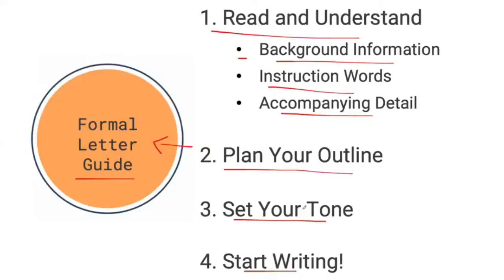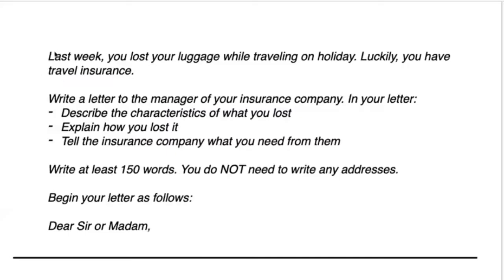All right, so now let's take a look at our example question that we are going to use today for our step-by-step example. So we're going to start with step 1. We're going to read and understand our question. After that, I will show you how to plan your outline. Okay, here we have our question and our prompt that we're going to use today in our step-by-step example. So let's read it once, and then I'm going to show you how you can pull apart these 3 areas: the background information, the instruction words, and the accompanying details.